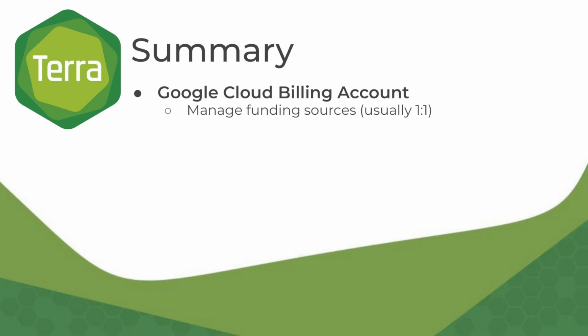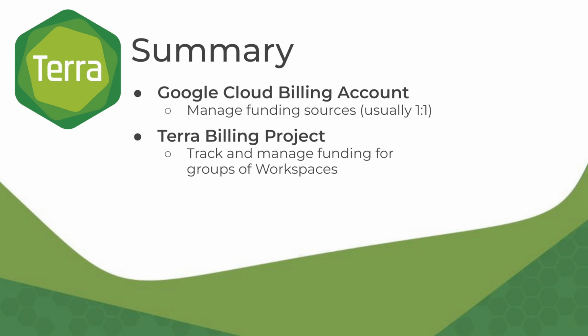In summary, you'll set up resources at 3 levels to manage funding for your team. Google Cloud Billing accounts are generally used to manage funding sources, with one Google Billing account per funding source. Terra billing projects manage funding for groups of workspaces. These enable you to group together related costs for easier tracking and management.